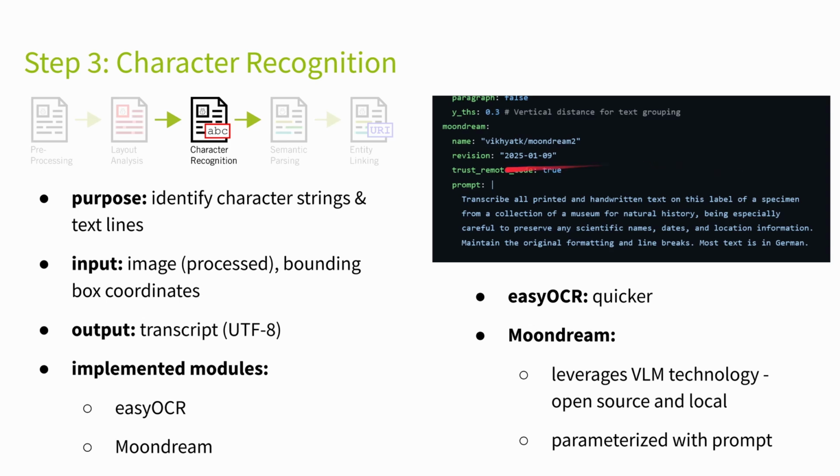So the prompt is one parameter that is given to the pipeline where it says: transcribe all printed and handwritten text on this label of a specimen from a collection for Museum for Natural History, being especially careful to preserve any scientific names, dates, and location information. Maintain the original formatting and line breaks. Most text is in German. And it means that we can, of course, try different prompts as parameters to see whether we can get better results, or if we have specific needs for extraction, we can parameterize the pipeline simply with a different prompt.